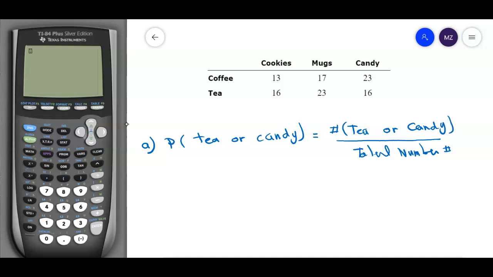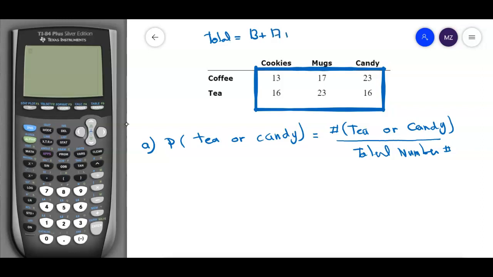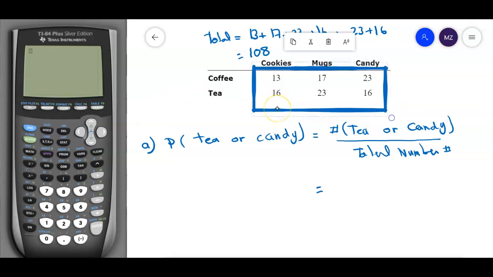As long as you add up these numbers, the total is going to be the sum of all these numbers. The total is going to be 13 plus 17 plus 23 plus 16 plus 23 plus 16. Please use the calculator to do this. This is fairly easy. I did it earlier, and it ends up with 108. So we know what the total number is.